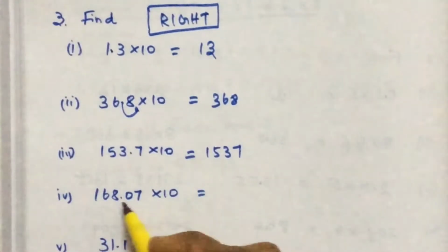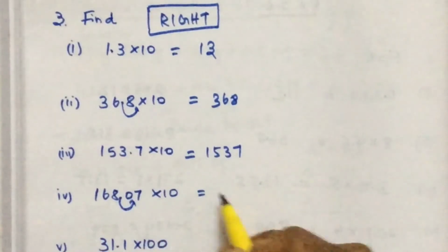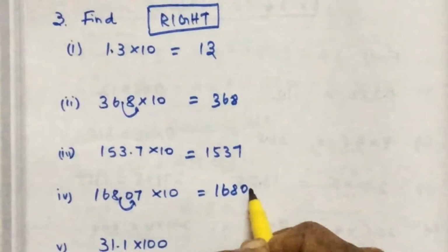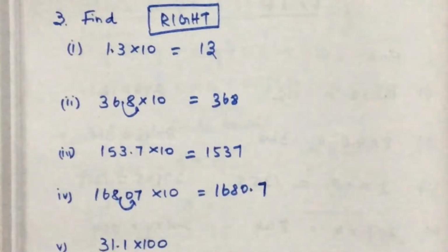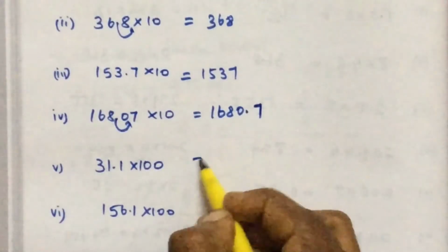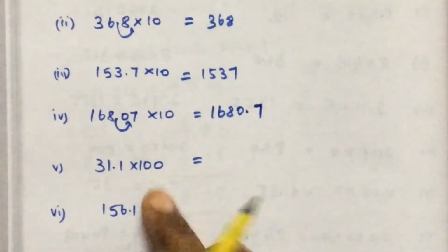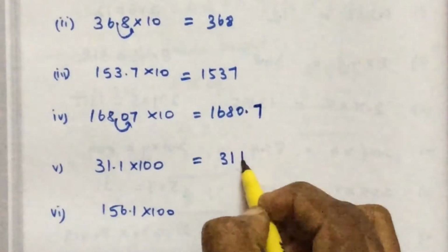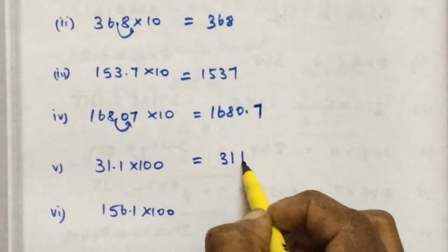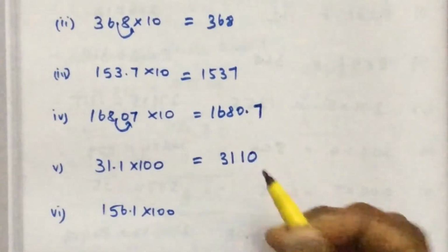Now the point will come from here to here, so 1680.7. The next is, you have to move 2 digits to the right. 311, this is one digit, another digit is not there, so put a 0 here.